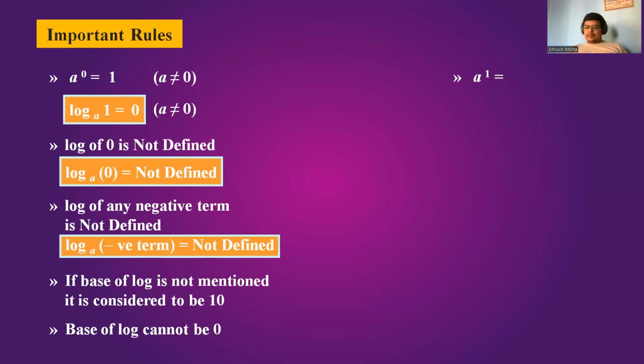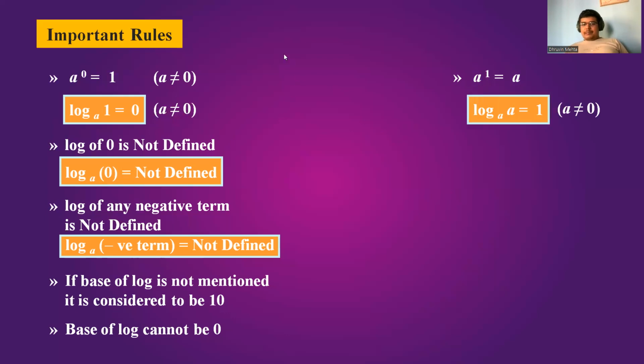अच्छा, दूसरा इंडाइसिस का रूल. What is a raised to 1? A. So we know that a raised to 1 is a. So convert this to log form. What will we get? Log a to the base a is 1. Correct. So if the number and the base is same, then the answer is 1. Next, log of 10 क्या होगा? So see, log 10 का base नहीं है, मतलब base 10 है. And if base and the number is same, answer is 1. Write this.